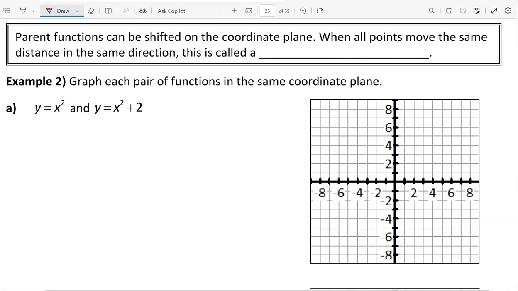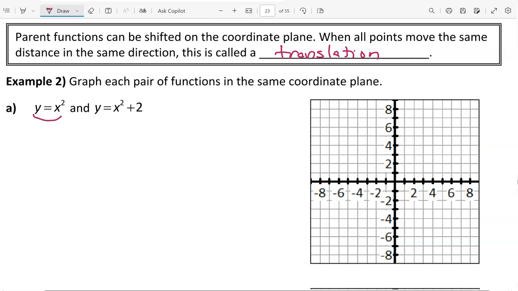Now that you've been introduced to parent functions, we're going to shift them on the coordinate plane. When we move all points the same distance and the same direction, this is called a translation. So let's graph a pair of functions to illustrate this.